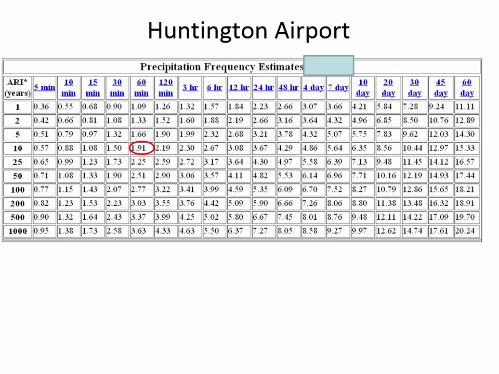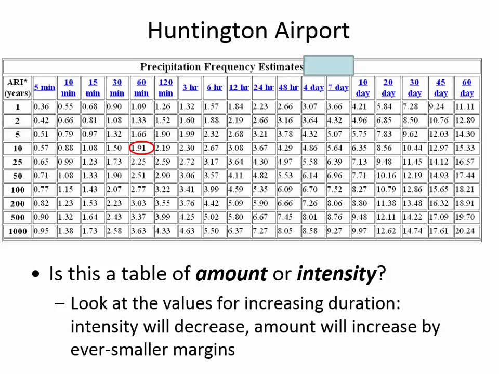All right? So even if you don't know the units, you still should be able to logically think through and see, okay, this has increasing amounts as the duration goes up. That means this is a depth rather than an intensity. Okay?